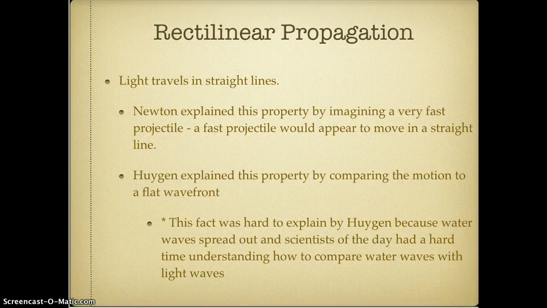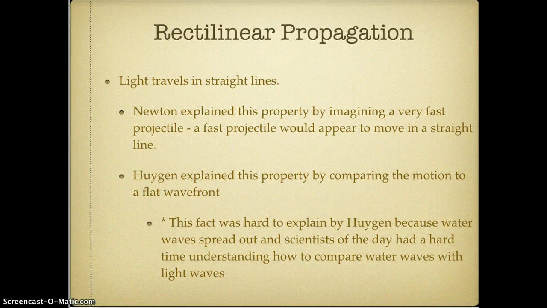So let's first talk about how light travels in a straight line. Newton thought light was a particle, so he thought, just think of a really fast projectile. If you move a projectile fast enough, you would think it's moving in a straight line. That's what he thought light was, a really, really fast projectile. The wave side of that was, well, maybe it's a flat wave front. Now, it's really hard to show that light goes in straight lines according to the wave model, because it actually doesn't. It does go slightly around corners.